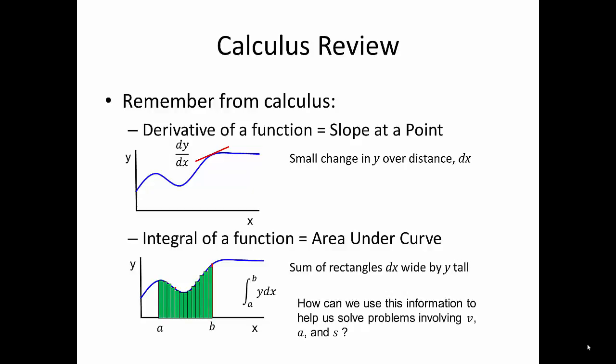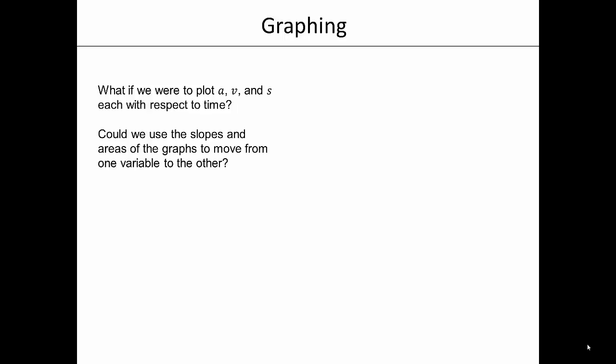So how can we use this information to help us solve problems that involve velocity, acceleration, and position? Well, what if we plot acceleration, velocity, and position each with respect to time? We could then use the slopes and the areas of the graphs to move from one variable to the other. By definition, we know that our acceleration is the change in velocity with respect to time, or dv/dt, and that our velocity is equal to the change in position with respect to time, or ds/dt.